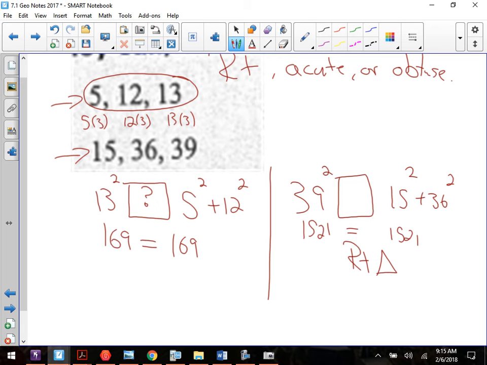5, 12, 13. If I double it, I get 10, 24, 26. Those would equal a right triangle. If I triple it, 15, 36, 39. If I multiply them by 10, 50, 120, 130, those would also be a family of triples. Same thing goes for what's called a 3, 4, 5. What's 3 squared? 9. What's 4 squared? 16. What's 9 and 16? 25, which happens to be 5 squared.